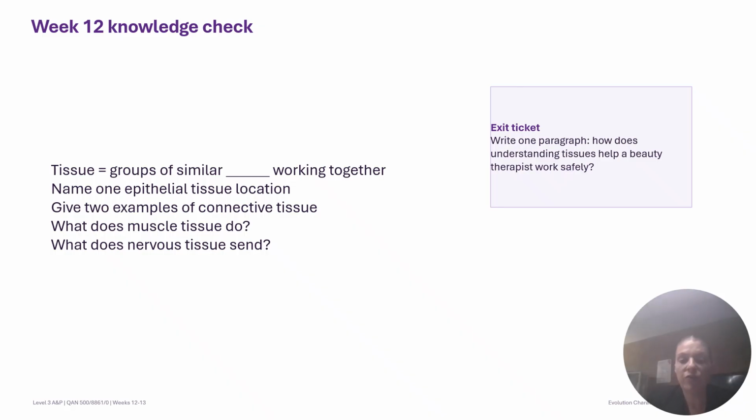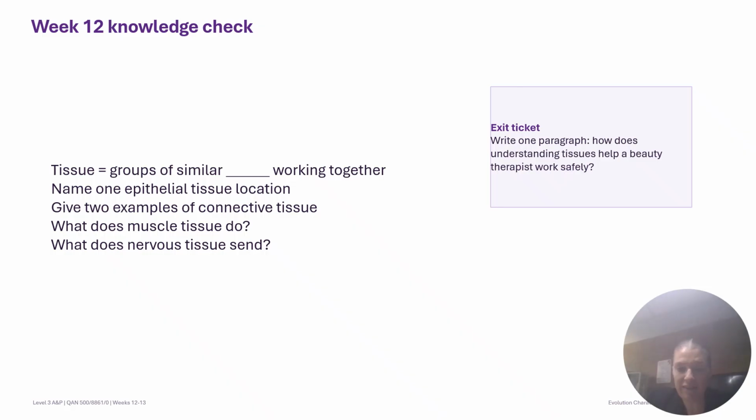So I'd like you to fill in the gaps here. Tissue equals groups of similar what working together? Name one epithelial tissue location. Give two examples of connective tissue. What does muscle tissue do? What does nervous tissue send? We've just spoken about that in the bruising scenario.